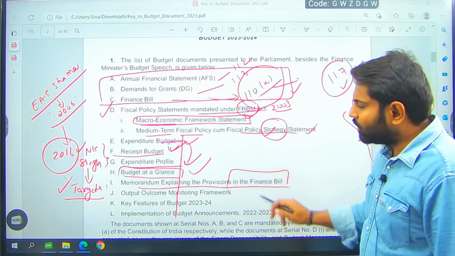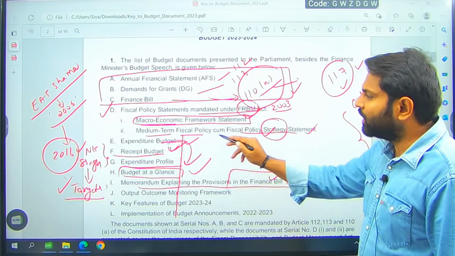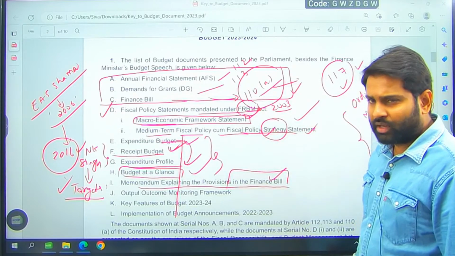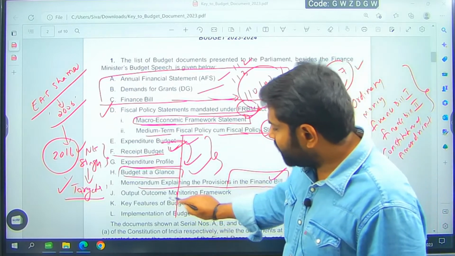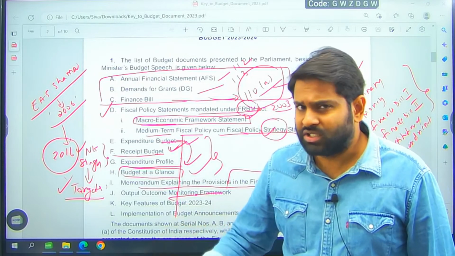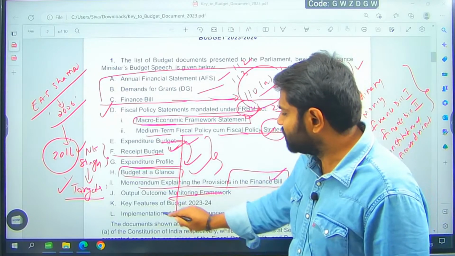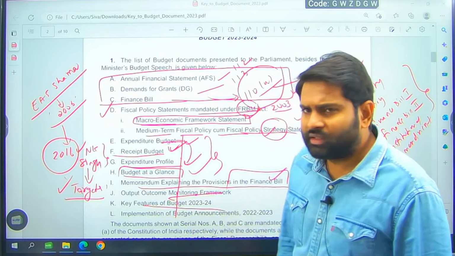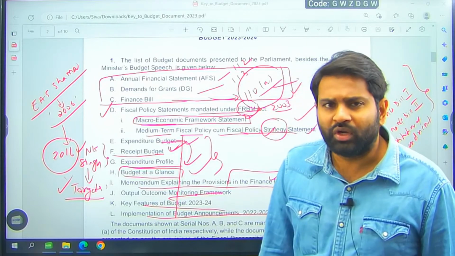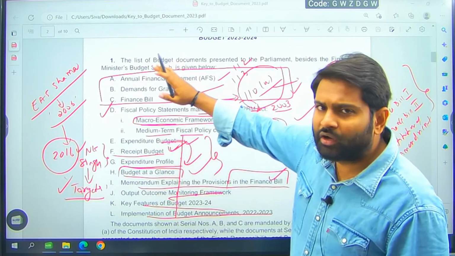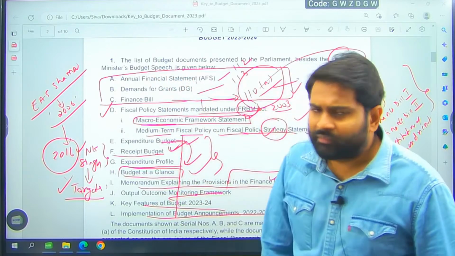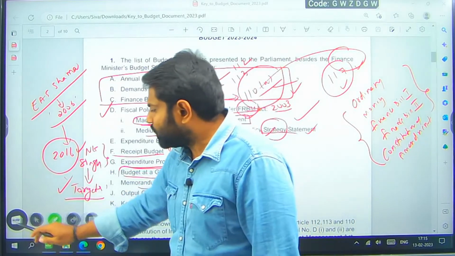Normally an aspirant will not go into all these things. Beyond this you don't have to go, you just have to see them, but you don't have to remember anything from them. Output Outcome Monitoring Framework: in this you can see different schemes, what targets are achieved and what targets are planned to be achieved. And Key Features of Budget 23-24, and similarly Implementation of Budget Announcements 2022-23. These are explanatory documents, apart from the Finance Minister's budget speech. This is what happened in yesterday's class.